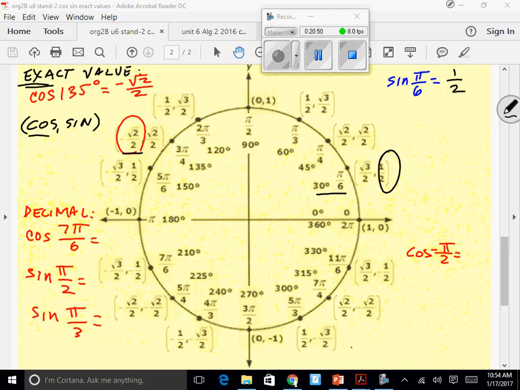The hard version. Let me do 7 pi over 6. When you punch in your calculator cosine 7 pi over 6, what did we get? Negative 0.866, repeating. I got that in radians, and then I changed it to degrees. It should be in radians, yes, because of the pi. Say it again. Negative 0.866.